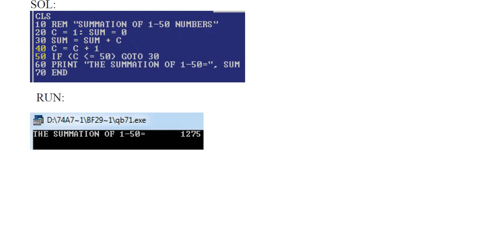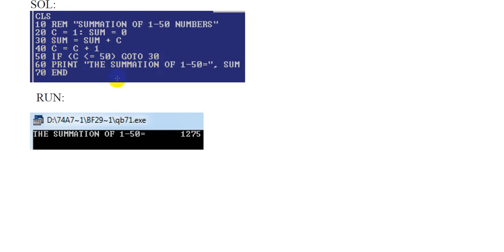The next step, 40, as you can see from here, is C equals C plus 1. Just consider the equation given here, and supply the computer by using the keyboard. 50. If C is equal to 50, go to 30, as you can see from here, to go to the third step procedure to recall the same performance of the entire activities all over again.